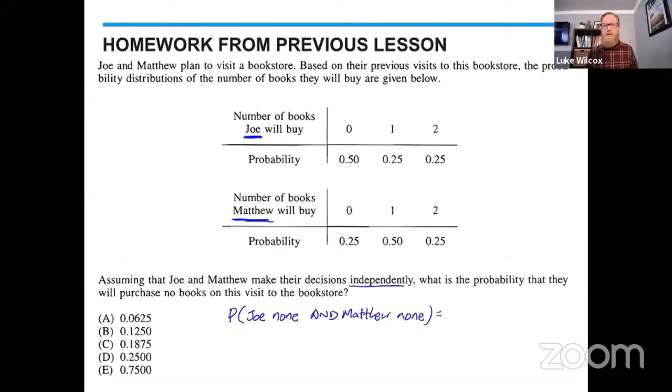Now, we are told here that those decisions are made independently, which means that for an AND problem like this, we are allowed to just simply multiply probabilities. So if we look at Joe's distribution, there's about a 50% chance that he would buy no books, and for Matthew, 25%. And we want both of those things to happen, the first one and the second one, and because they're independent, we can just simply multiply those two together. 0.50 times 0.25. And that'll give us an answer of 0.125, which if we look at our answer choices, sure enough, answer choice B is the correct answer there.